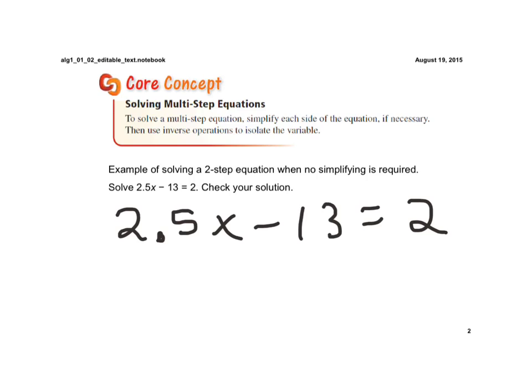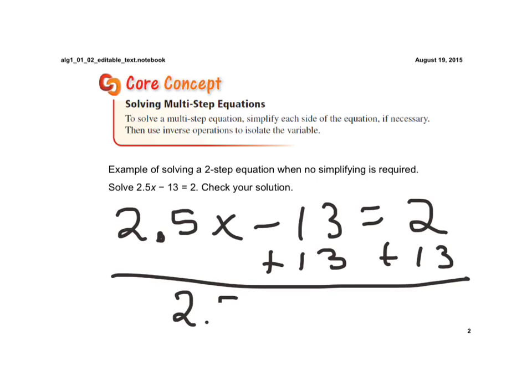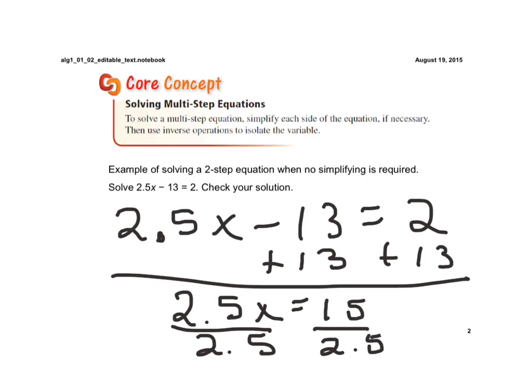To solve this, we're going to use inverse operations. To get x by itself, we first have to get rid of what's being subtracted from that term, so we're going to add 13 to both sides. Now we have 2.5x is equal to 15. Now to get x by itself, we're using what we did on the one step, and we're going to divide both sides by 2.5. And when we do that, we get x is equal to 6. If you need to use a calculator to figure out 15 divided by 2.5, that would be acceptable. But again, our answer is x is equal to 6.